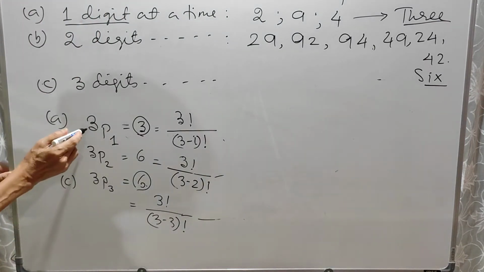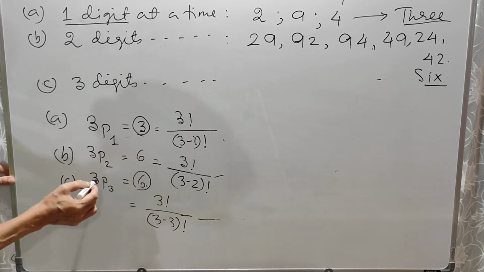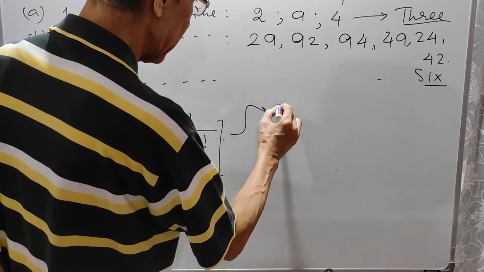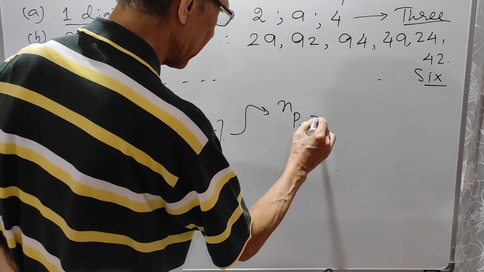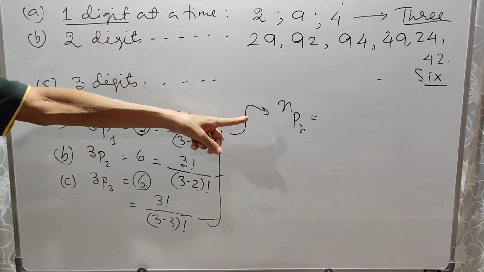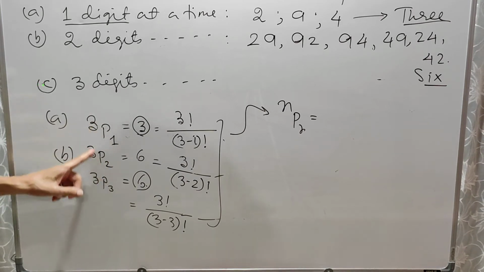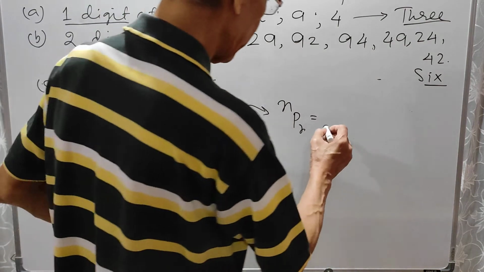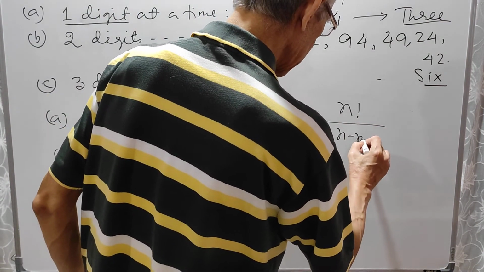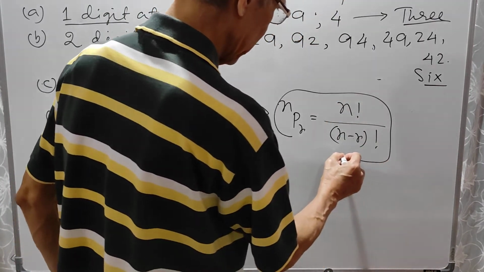3p1 is this, 3p2 is this, 3p3 is this. So comparing this, we get a very important formula, nPr. Yes, this is the main formula of permutation. So I am going to write now the main formula of permutation. So nPr. So comparing this, what you can write? nPr is n factorial divided by n minus r factorial. So this is the main permutation formula.